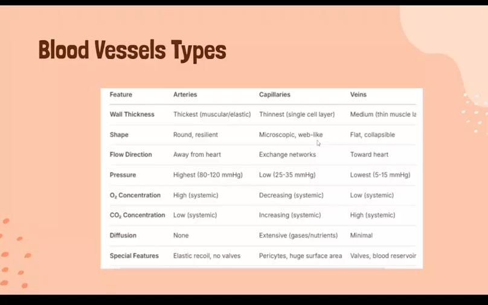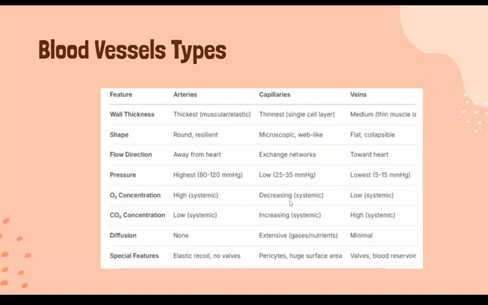It's microscopic, it's web-like, and it has exchange networks. Because first it will carry to the cell. It will take the blood from the arteries into the cell, and then it will connect to the veins that will carry it back. But that's later. So the pressure is rather low because it's not carrying too far.